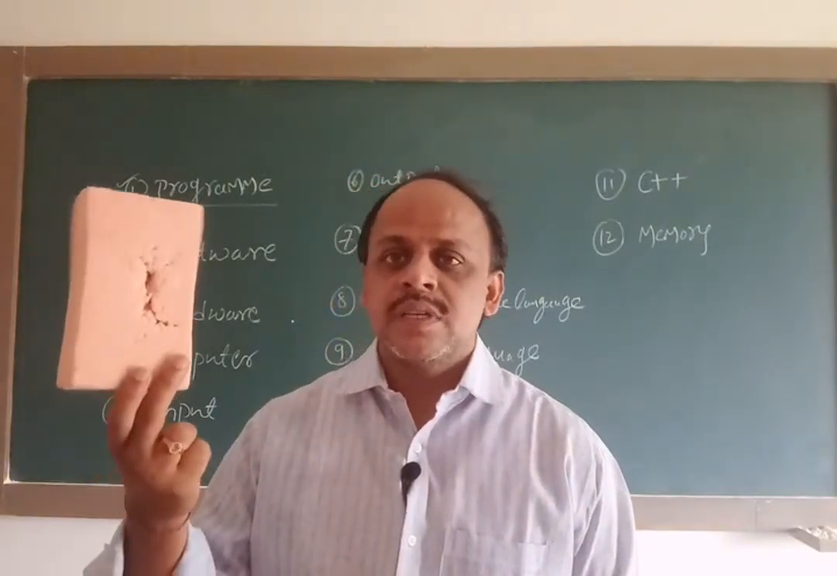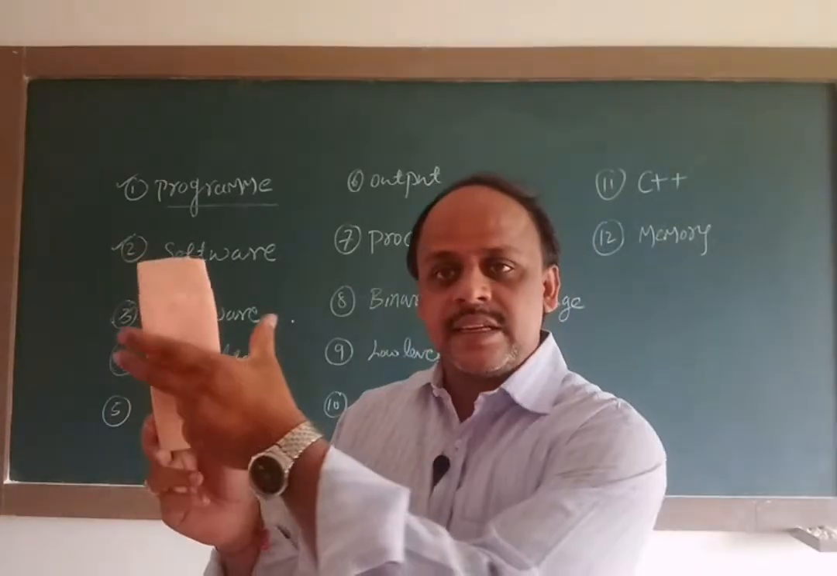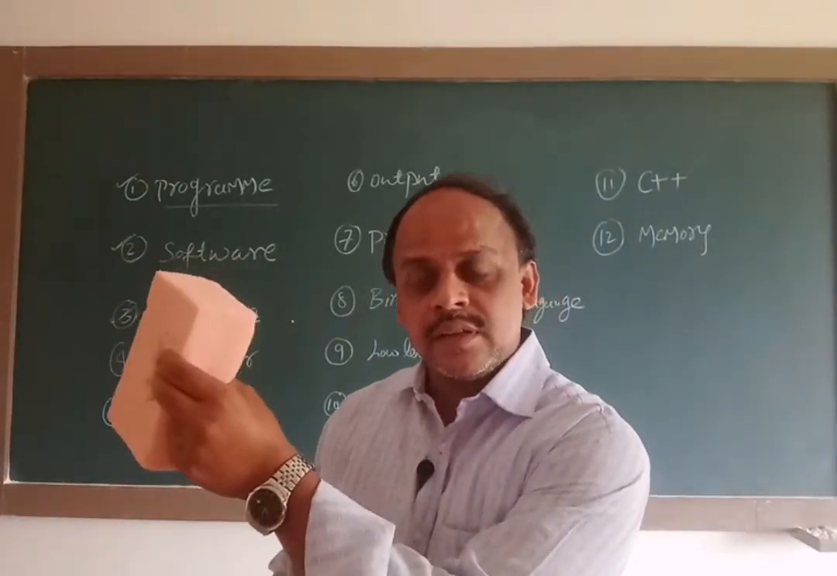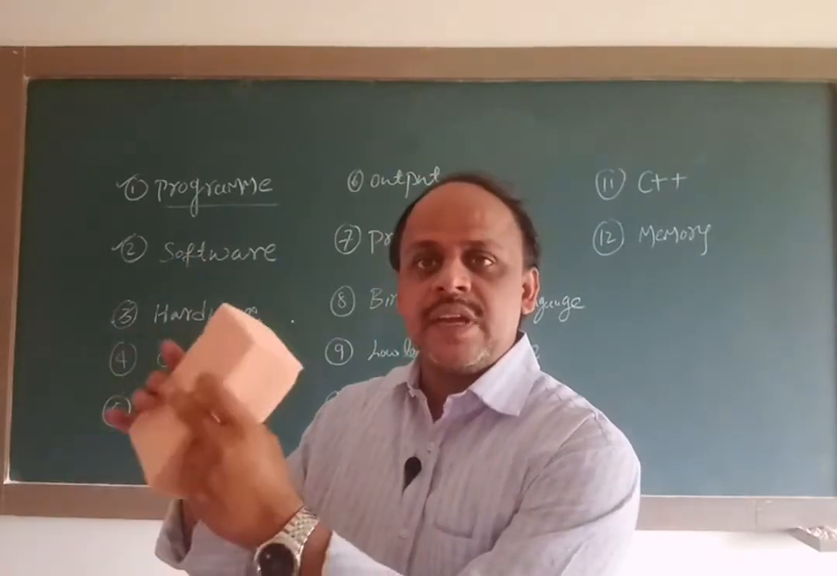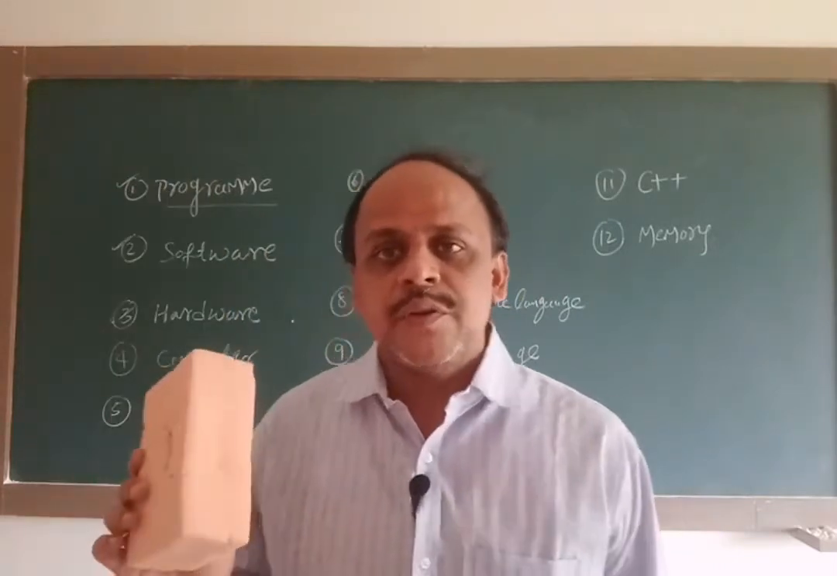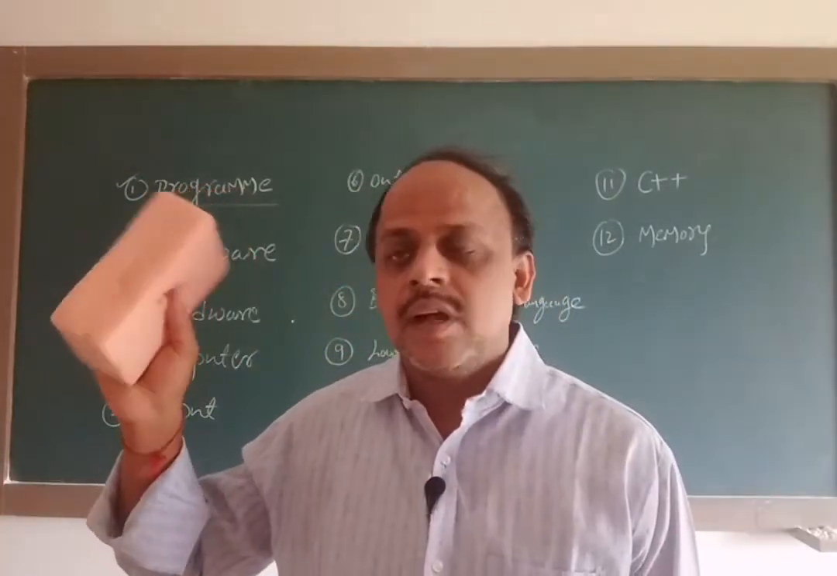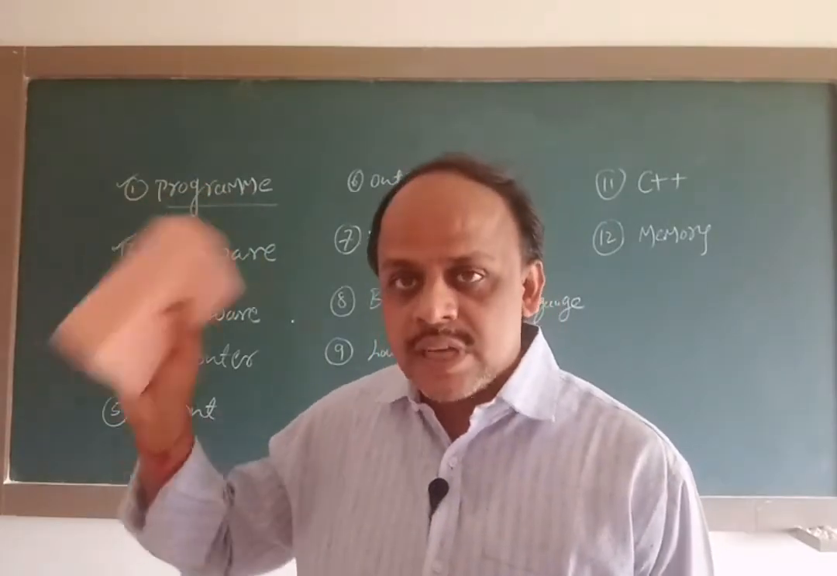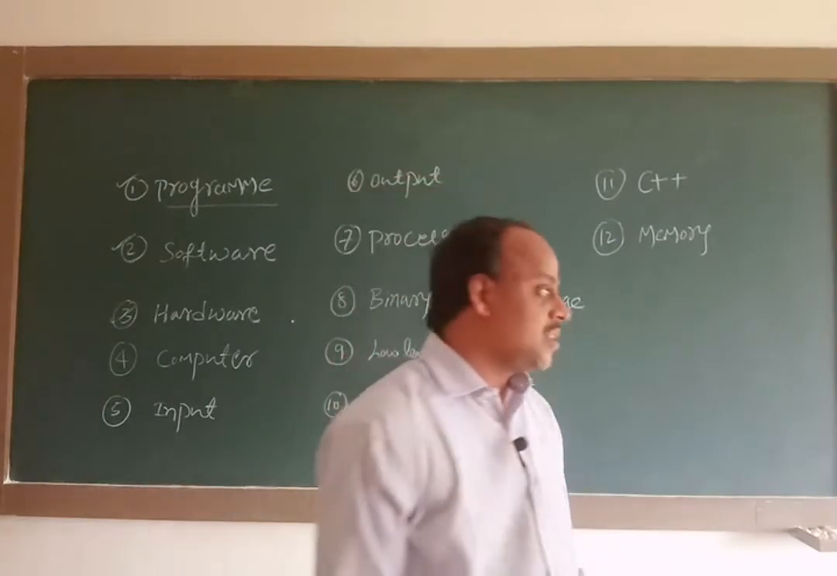See here, what is this? Dust, right? Which we can see and touch is called hardware. Is it hardware? No. But we can see it and we can touch it, right? According to your definition, what you are going to write? Which we can see and touch is called hardware. I can see it, I can touch it. Is it hardware? No. Then what is the mistake?